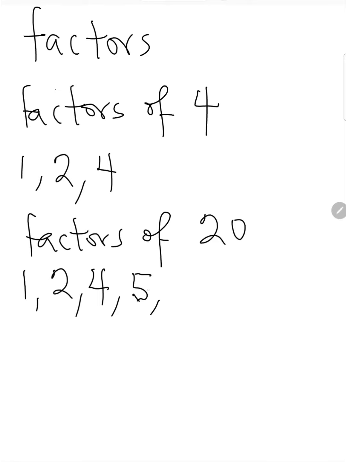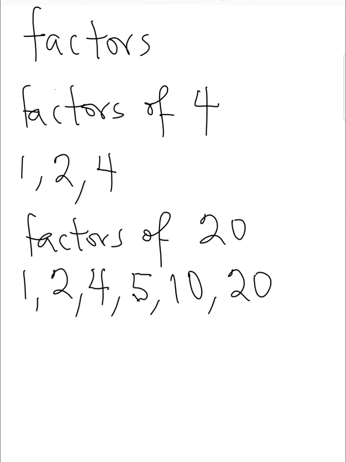Then 6 will go into 20 3 times, remainder what? 2. So 6 doesn't qualify. Let's look at 7. 7 also will go into 20 2 times, remainder 6. So 7 doesn't qualify. 8 the same way. 9 the same way. 10 will go into 20 how many times? 2, remainder 0. So 10 is a factor of 20. Then 20 itself, because 20 will go into 20 1 time, remainder 0.